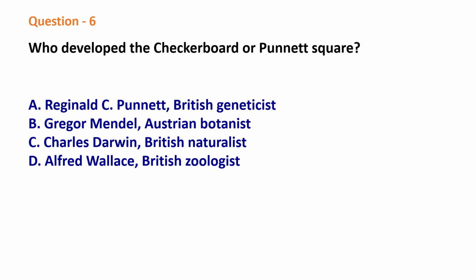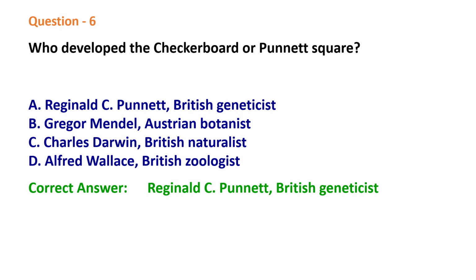Question 6. Who developed the checkerboard or the Punnett square? Options: Reginald C. Punnett, a British geneticist; Gregor Mendel, Austrian botanist; Charles Darwin, British naturalist; Alfred Wallace, British zoologist. The correct answer is Reginald C. Punnett, British geneticist. See here, a clue is there in the answer itself. It is a Punnett square which is developed by Punnett. So the correct answer is Reginald C. Punnett.